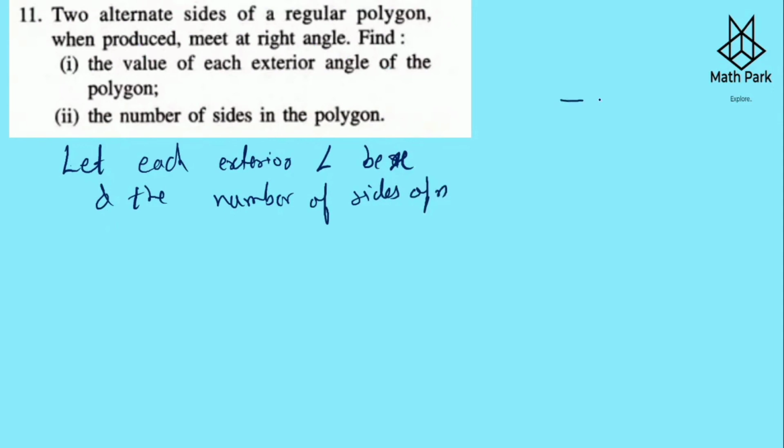Now it says two alternate sides. So let us take this is the polygon and suppose these are the alternate sides. So this side and this side. And when they are produced, they meet at 90 degrees. So here the angle is formed. Don't go for a figure. This angle is given as 90, and each exterior angle is going to be x, because since it is a regular polygon, each exterior angle is going to be equal. So this is how we get an equation: x plus 90 is equal to 180.